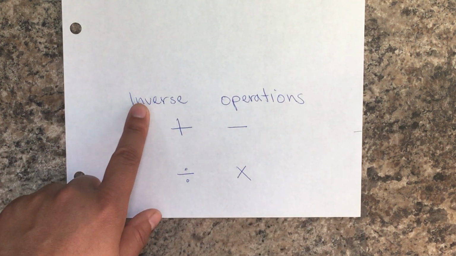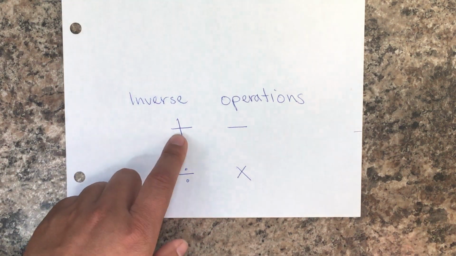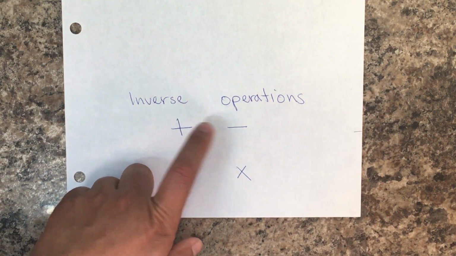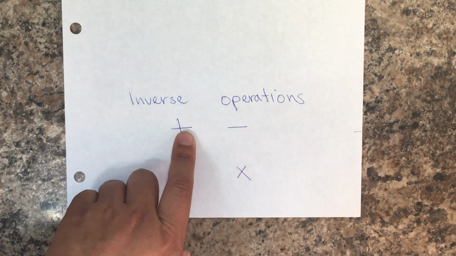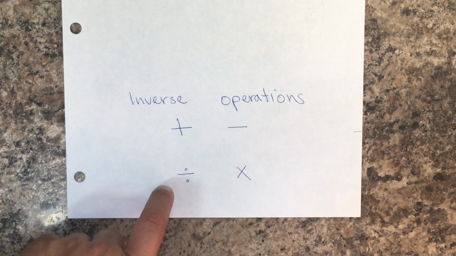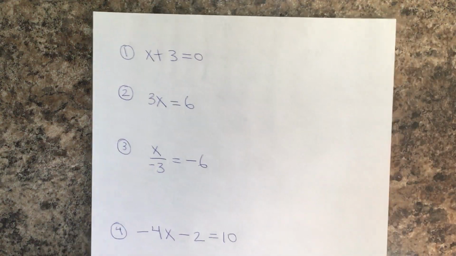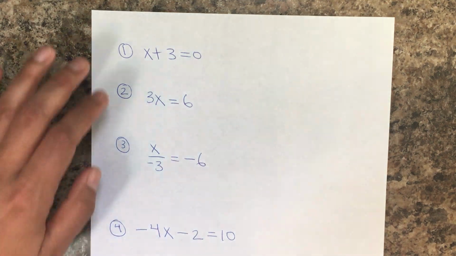So first of all, you need the inverse operations. We have been seeing them. Remember that addition cancels with subtraction, subtraction with addition, division cancels with multiplication, multiplication cancels with division. So they're just inverse of each other. Okay, so we're gonna start from very simple to more complex, so you just get the hang of it.